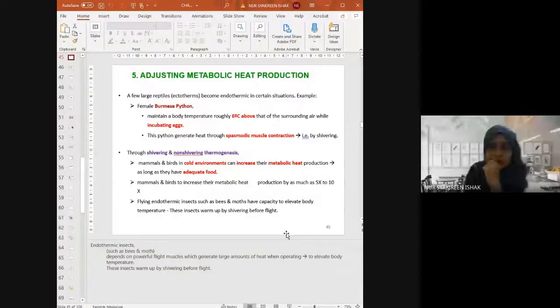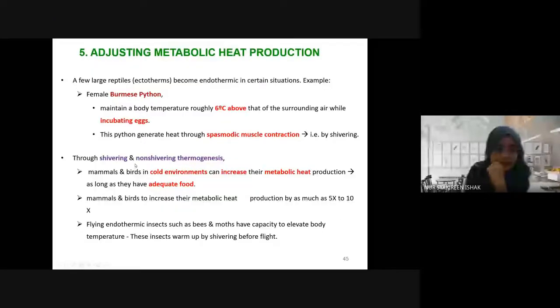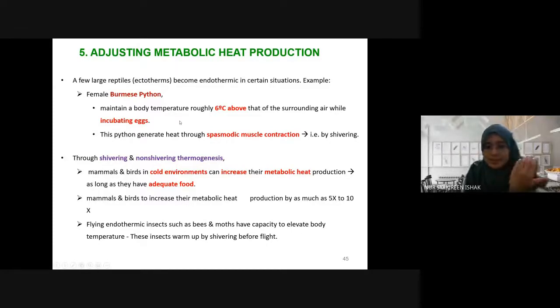Okay, this one. So this is my old notes, if you could see. Okay, so how does the Burmese python maintain a body temperature 6 degrees above the surrounding air? Is that the python generates heat through spasmodic muscle contraction. Okay, so by shivering. So the spasmodic muscle contraction of the python will increase the body temperature 6 degrees above the surrounding temperature.